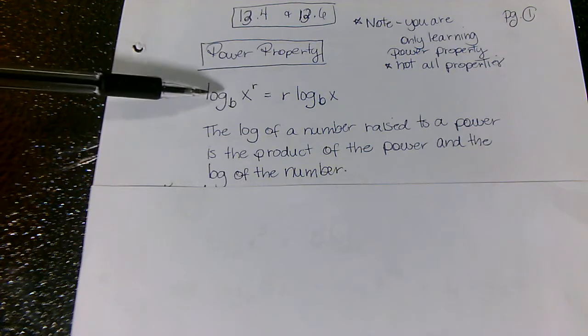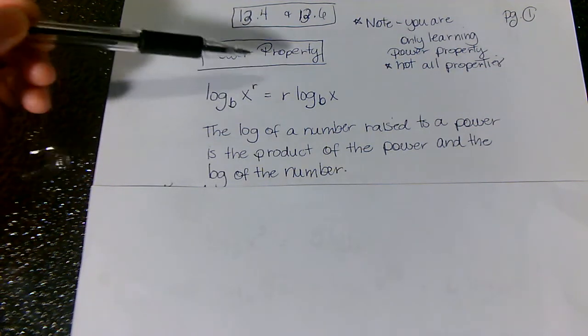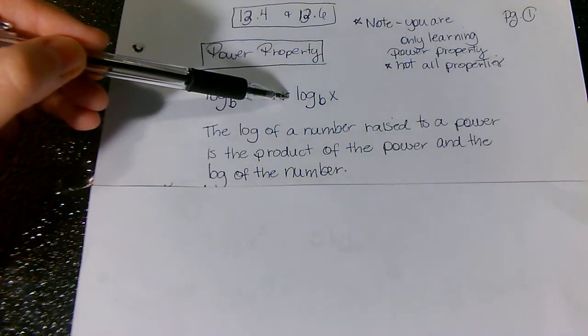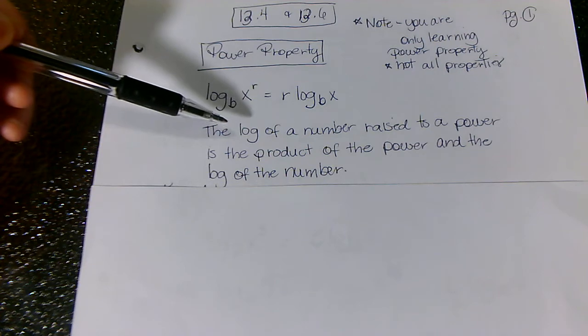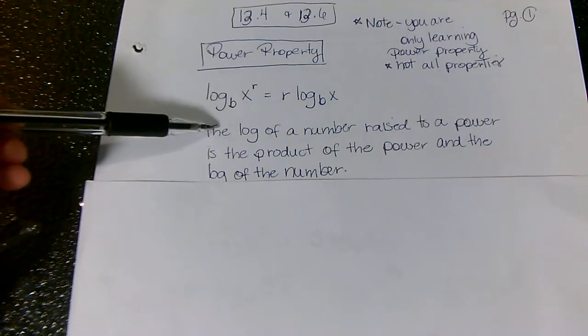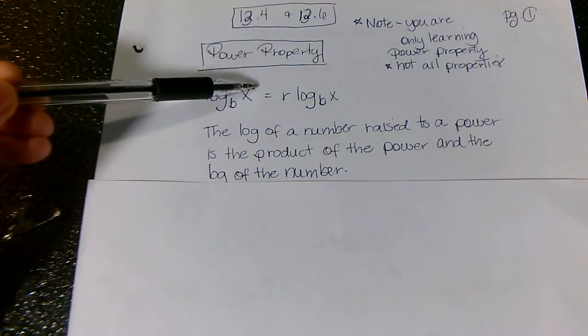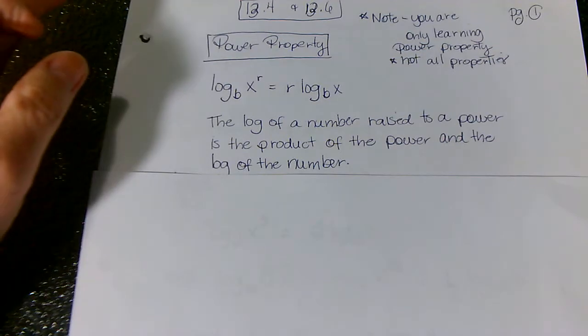So this is what the power property says. It says if I have a log and the x is raised to some power, I can bring that power in front of the log, and it's the same thing. So it says the log of a number raised to a power is the product of the power and the log of the number. Okay, you don't have to memorize all those words. You just need to know, hey, if it's raised to a power, you can bring it out in the front. So let's take a look at some examples.